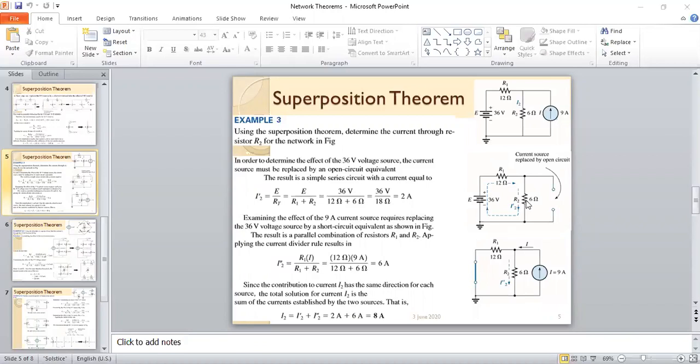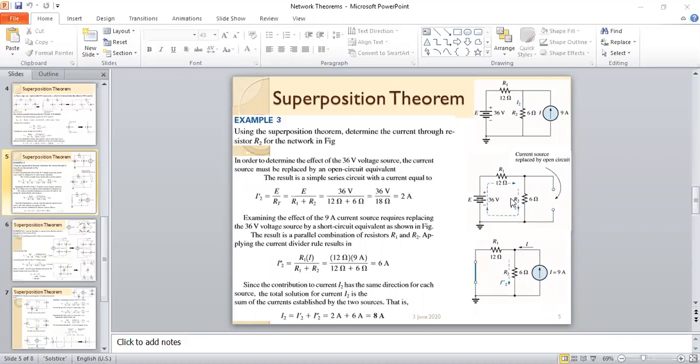But before finding the current, you need to find the total resistance. These two resistors are in series, so just add those two resistors and you will get the total resistance. The total resistance is 12 ohm plus 6 ohm, which is equal to 18 ohm. 18 ohm is our total resistance.